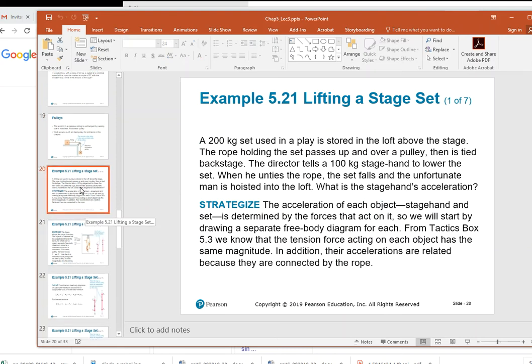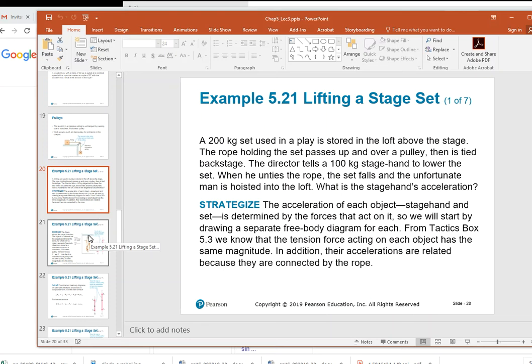So we have a 200 kilogram set used in a play, and it's used in the loft above a stage. The rope holding the set passes up and over a pulley and then is tied backstage. The director tells a 100 kilogram stagehand to lower the set. When he unties the rope, the set falls and the unfortunate man is hoisted into the loft. What is the stagehand's acceleration?